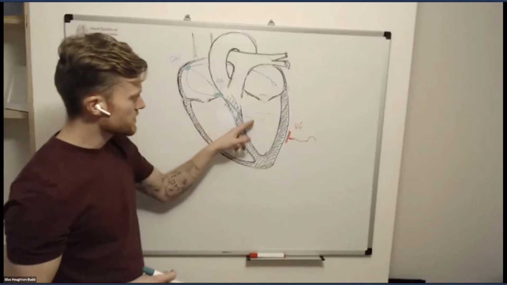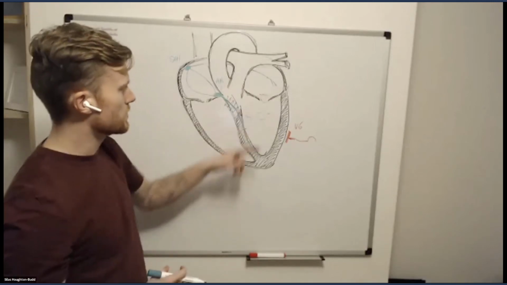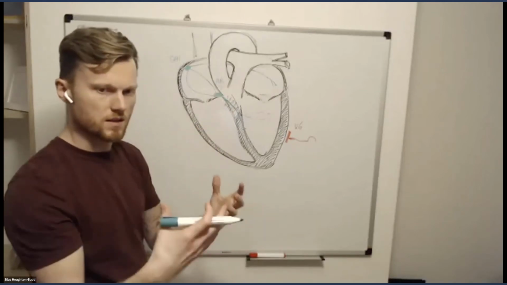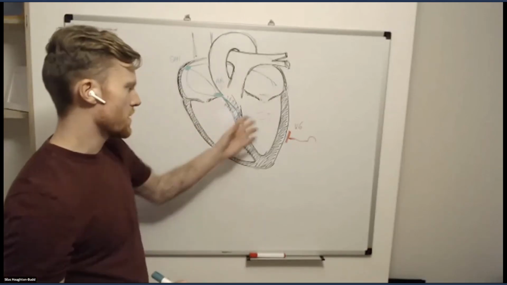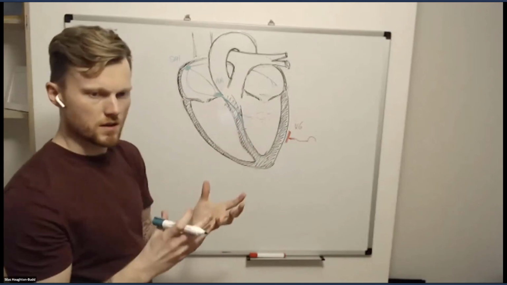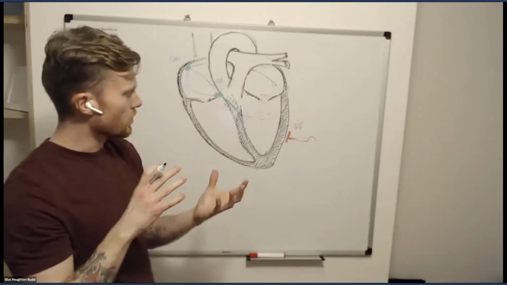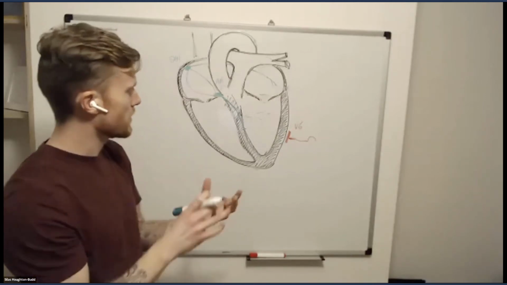Between the anterior and posterior fascicles, that's how the left bundle branch delivers electricity into the left ventricle. The way I would remember that is that because the left ventricle is bigger and more muscular, it therefore requires more electricity to depolarize.